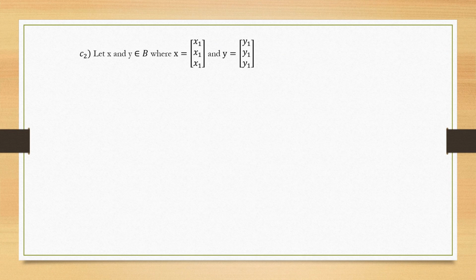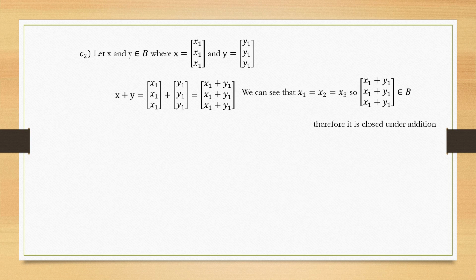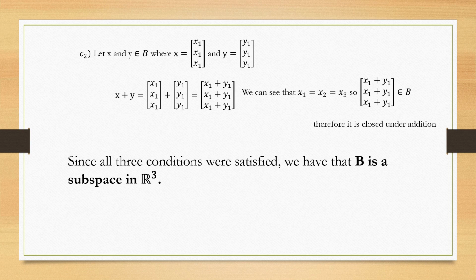Now we go to the second closure condition, which is addition. So we write that x and y are in B, where x equals (x1, x1, x1), and y equals (y1, y1, y1). We check their addition and we get (x1 plus y1, x1 plus y1, x1 plus y1). We can see that x1 equals x2 equals x3, so the vector is in B, therefore it is closed under addition. Since all three conditions were satisfied, we have that B is a subspace in R3.